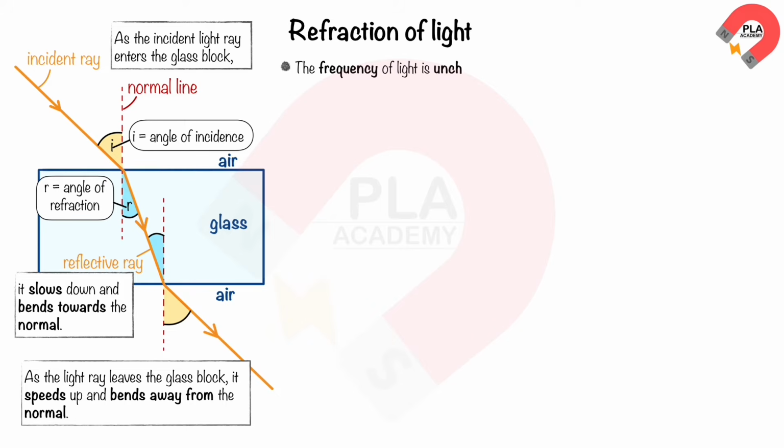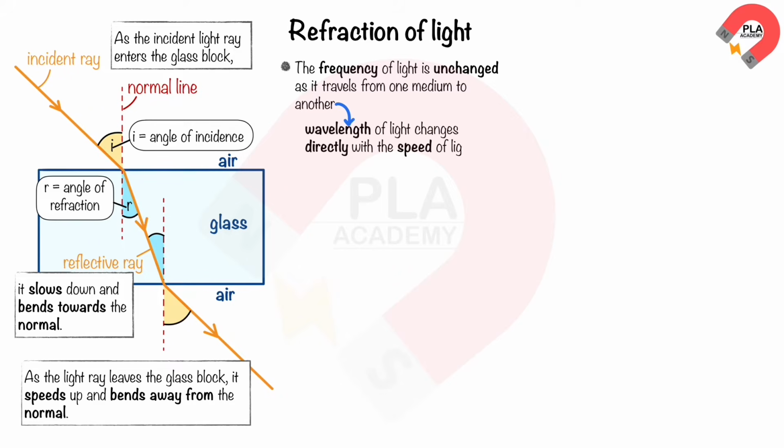The frequency of light is unchanged as it travels from one medium to another. The wavelength of light changes directly with the speed of light. As the light speeds up, the wavelength increases. As the light slows down, the wavelength decreases.